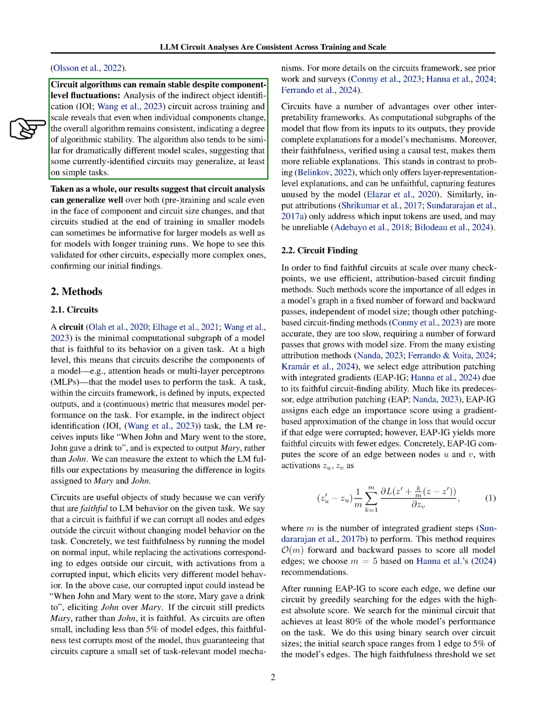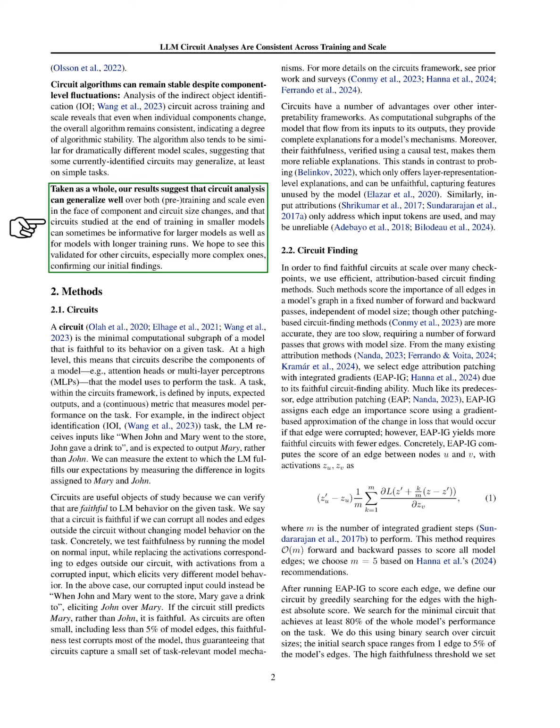Furthermore, our analysis of the indirect object identification (IOI) circuit revealed that the overall algorithm remains stable even when individual components change. This suggests a level of algorithmic stability across different model scales, indicating that certain circuits may generalize well, especially for simpler tasks. Our findings imply that circuit analysis can be effective across various training stages and model sizes, even when there are fluctuations in component and circuit sizes.